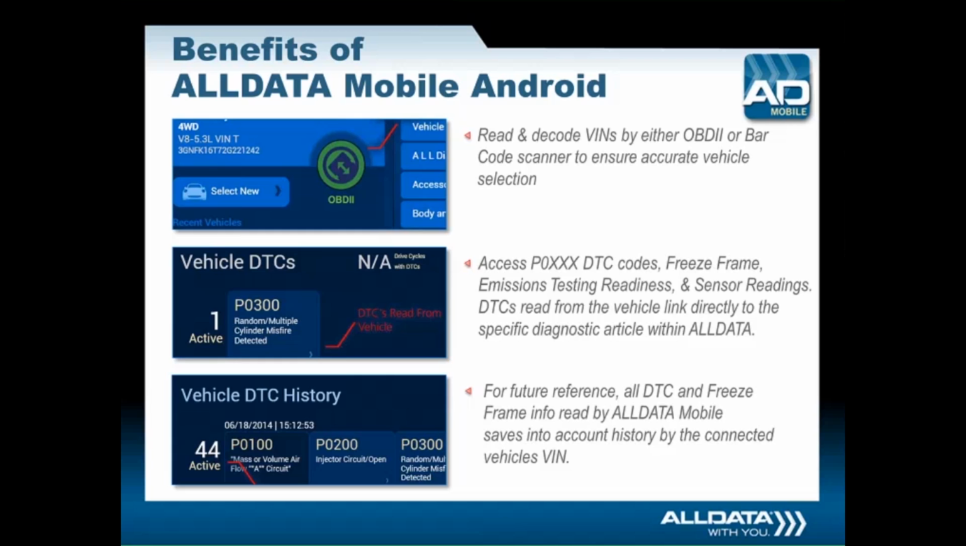Then whenever for all the P-code activity, again, it goes into the history. In that third image, you can see a pretty large amount of P-codes that have been read from that specific vehicle in the history. So just hit the button, you go back, everything's date stamped, and you could basically follow the whole history of DTC activity from that vehicle within your shop.